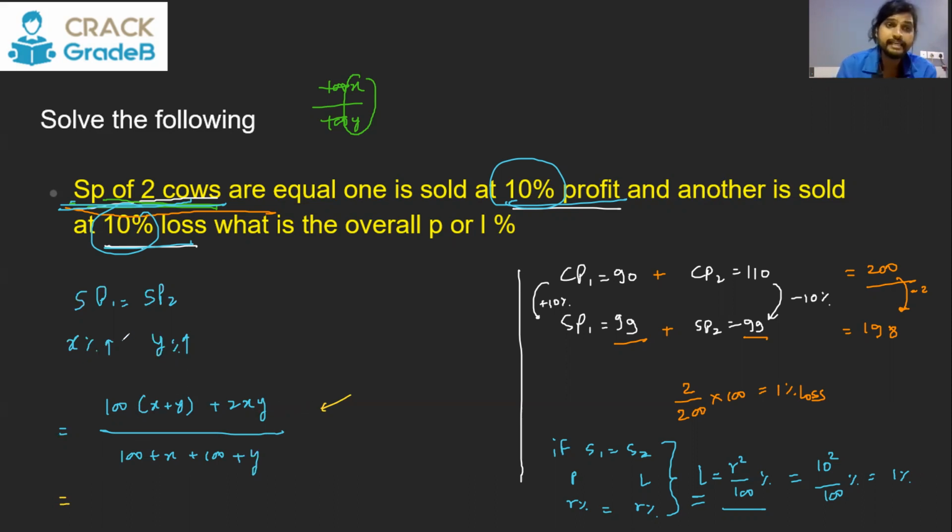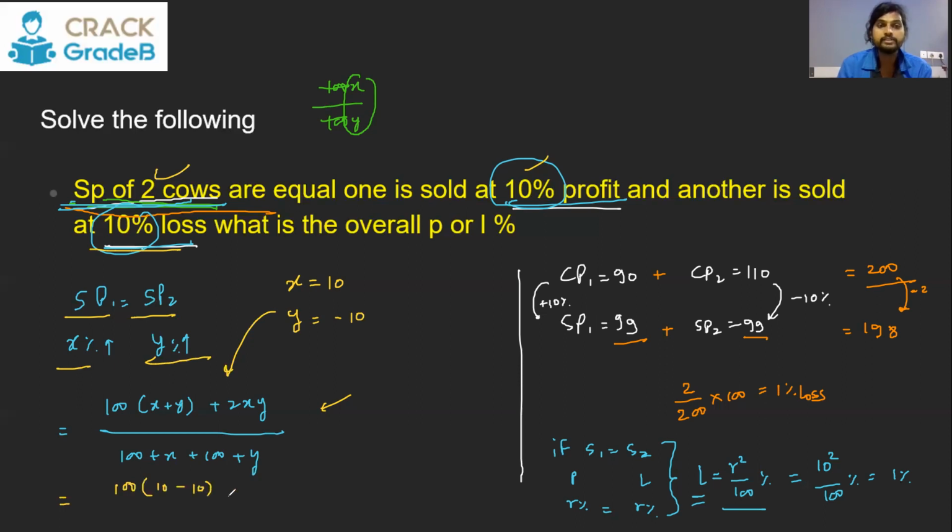So how to use the formula in this case? Selling price 1 is equal to selling price 2. Yes. First is sold at 10% profit. So put X is equal to plus 10. But second is sold at 10% loss. So put Y is equal to minus 10 because there is a loss. So put X and Y's value as 10 and minus 10 here. That will get us 100 times of 10 plus minus 10 plus 2 times of 10 into minus 10 upon 100 plus 10 into 100 minus 10.